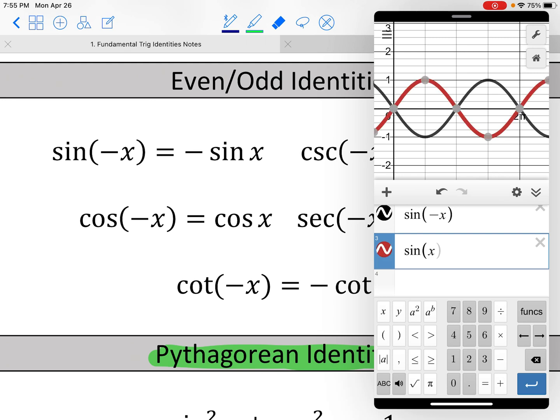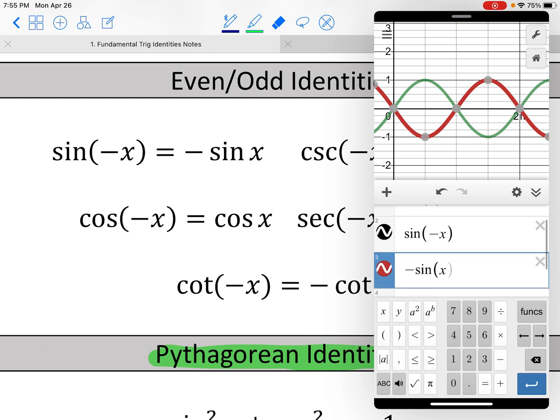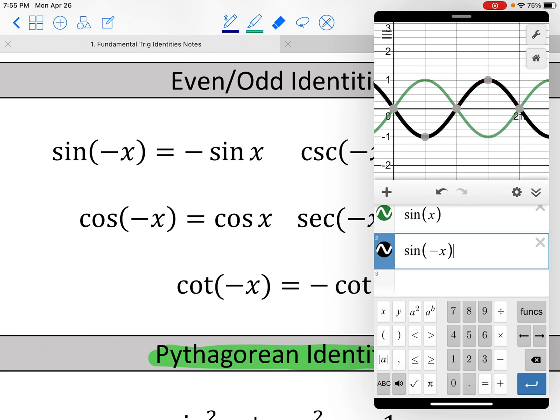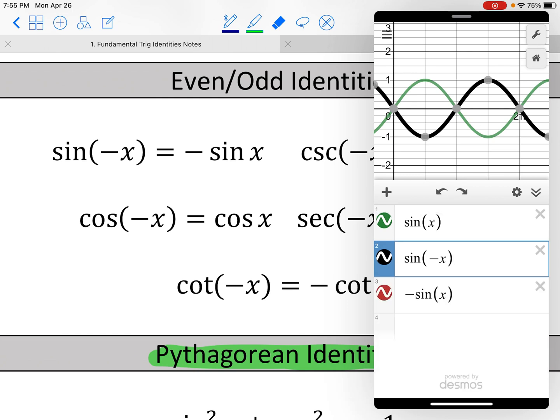So the sine of x with a negative out here, right, we can see, oops, I'm moving the negative in the wrong spot. So I have the green one, that's the original. Black is reflected over the y-axis, and then red is reflected over the x-axis. But the red and the black, those are the same function. Okay, so it doesn't matter if you reflect over the x or y, it's the same graph.